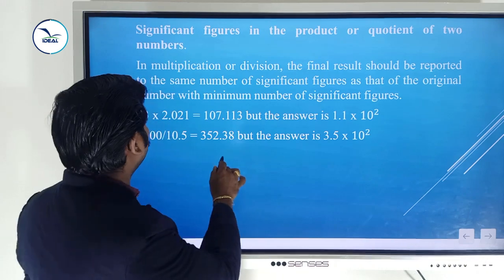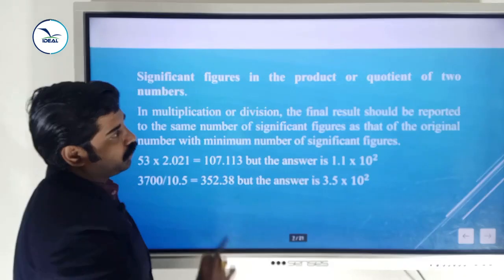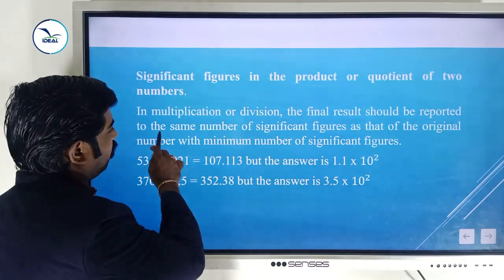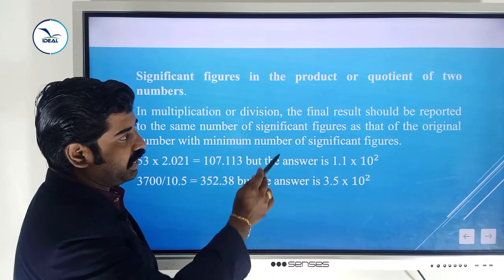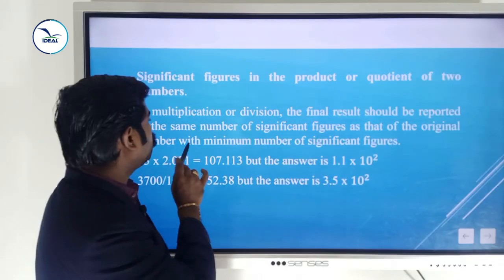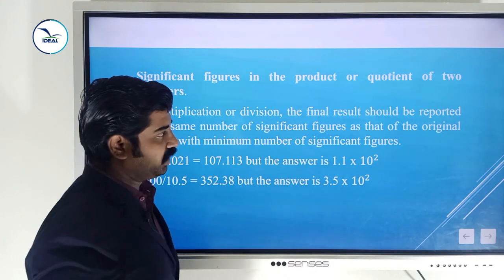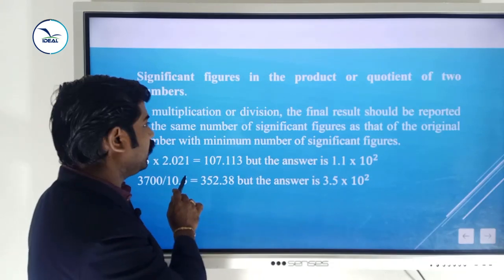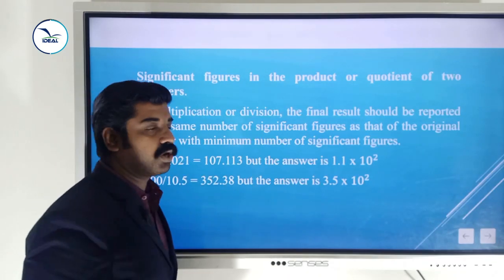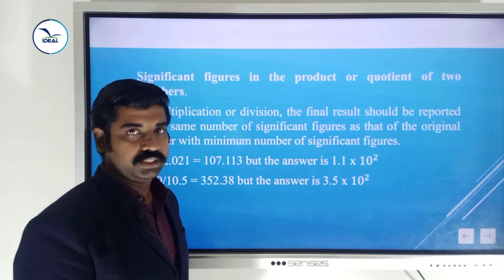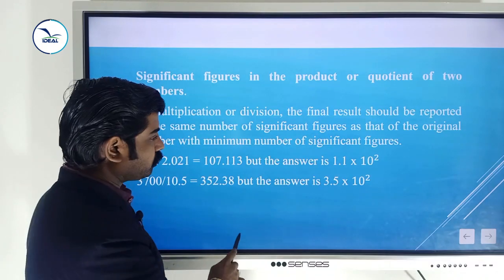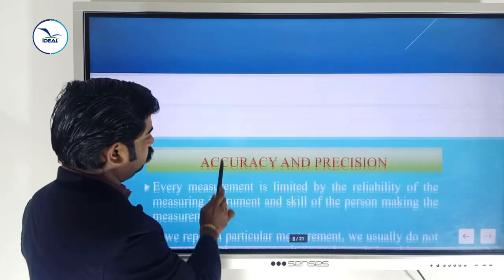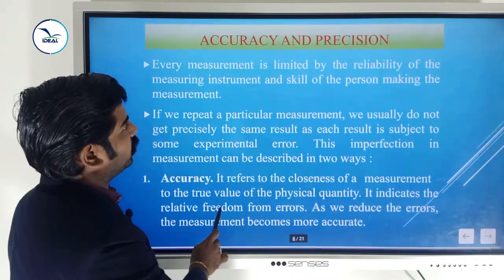Okay, clear. So the rule for product or quotient is: in multiplication or division, the final result should be reported to the same number of significant figures as the original number with the minimum number of significant figures. Okay, clear? Now we can move to the next topic.